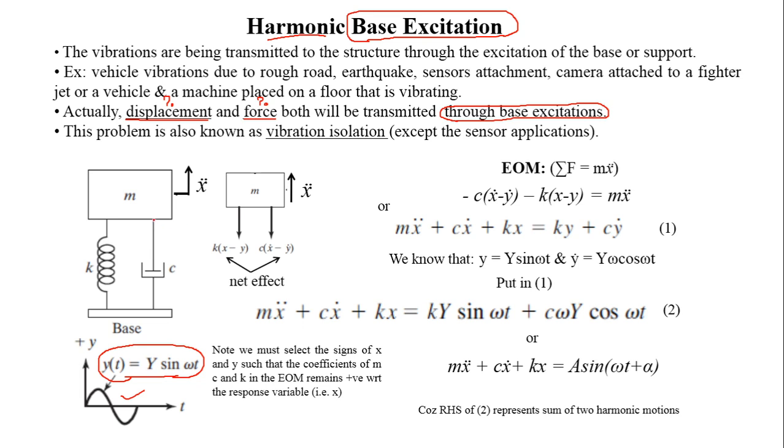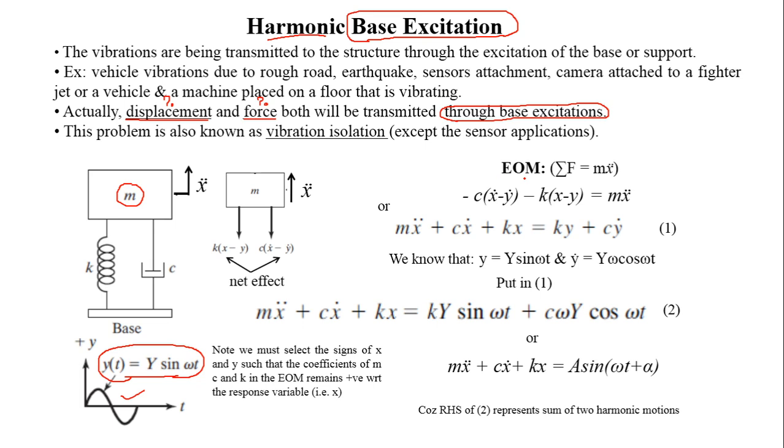Since both ends of these isolators are moving relative to each other, we are going to take the net effect, that is x minus y, with reference to this displacement x. The net effect is x minus y and x dot minus y dot. This motion is positive upward, therefore the recovering forces of the damper and spring will act downward, and that is why on this free body diagram we have shown downward motion of the spring and the damper, with the net relative displacement x minus y, and relative velocity x dot minus y dot.